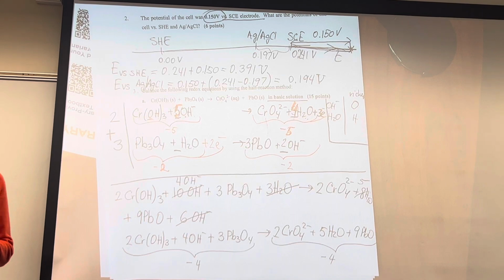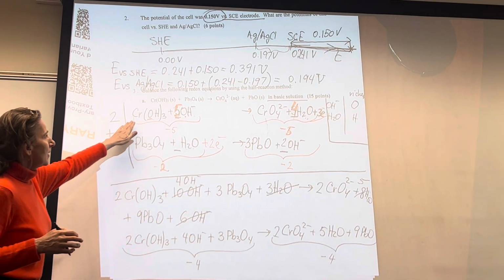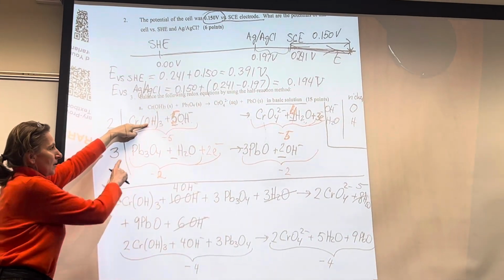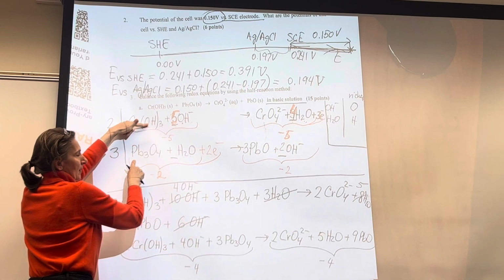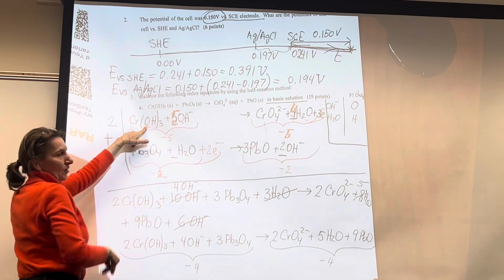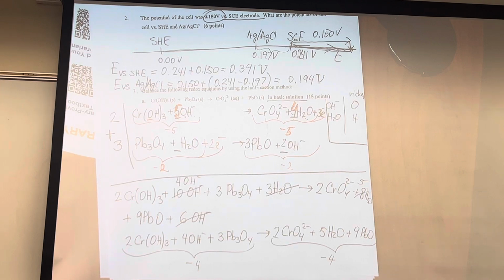Okay? If I ask you here, what compound is a reducing agent and what compound is the oxidizing agent? The reducing agent is oxidizing by itself, right? So this is oxidation. This is a reducing agent. This is a reduction. This is an oxidizing agent. Oxidizing agent and reducing agent. Question?